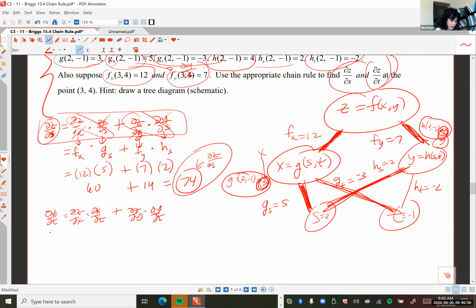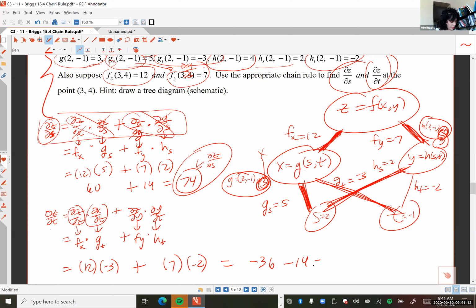And then we're again going to use the alternate notation. This is the same as the F subscript X notation times this is GT, this is FY, and this guy is HT. And then you just plug in all the values, and FX is still a 12. GT was what, -3, plus FY was the 7, and then HT was a -2. And then without the calculator, I get -36 minus 14, so I get -50, and this is dz dt partial. Okay, and we're done with that problem.